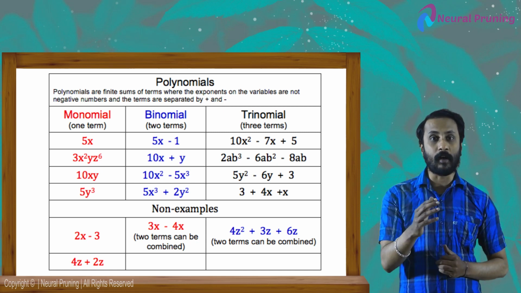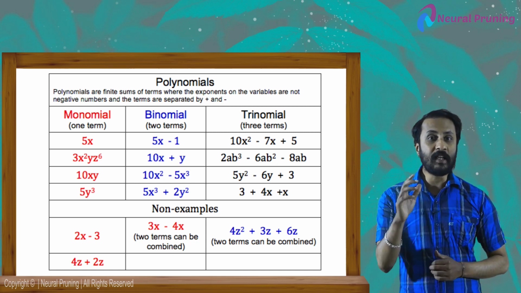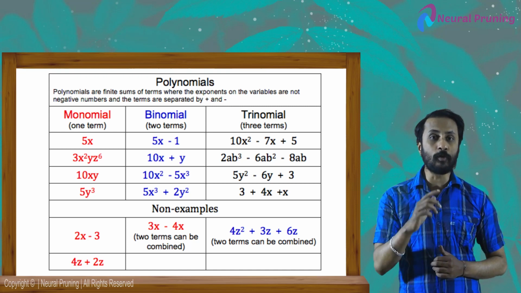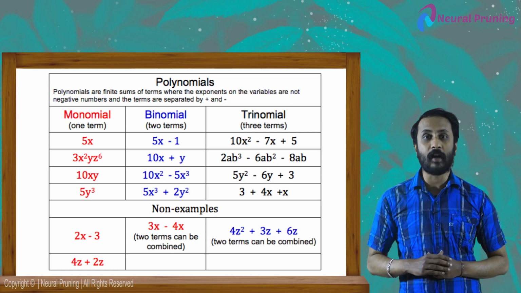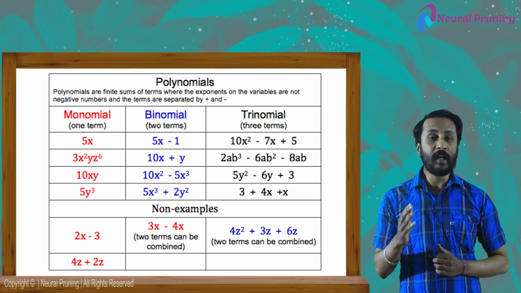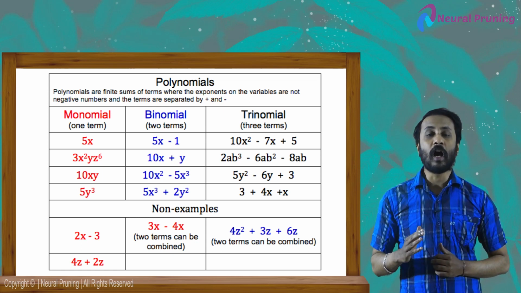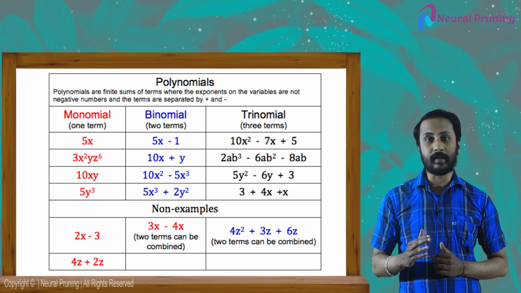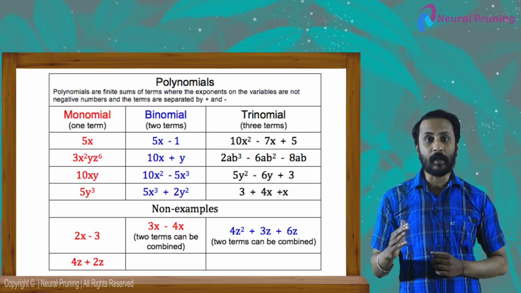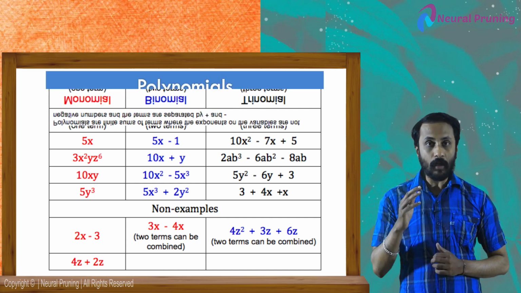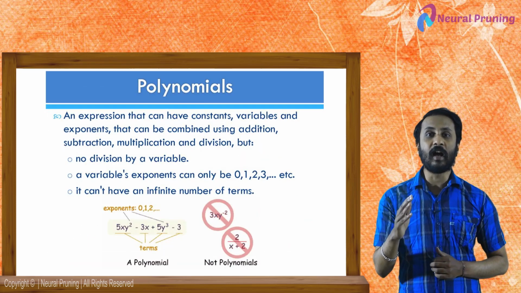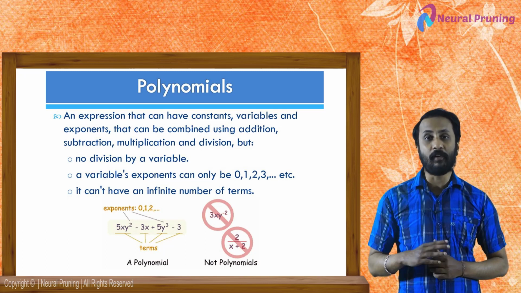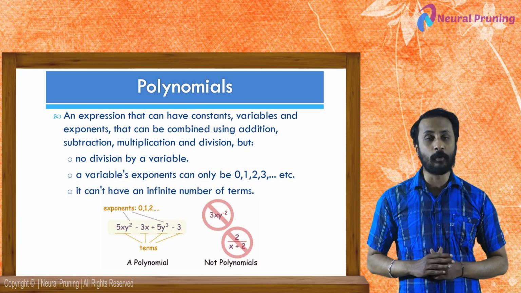There are two terms. If you wonder, in 3x square plus 5x, I used an arithmetic operator plus in between 3x square and 5x. So in a polynomial, you can use arithmetic operators like plus, minus, multiplication sign and the division sign. The only thing which you cannot do is divide a polynomial by a variable. This is the only exclusion.